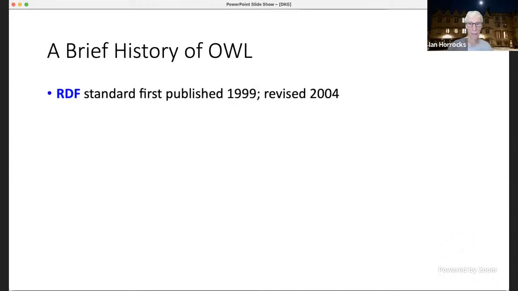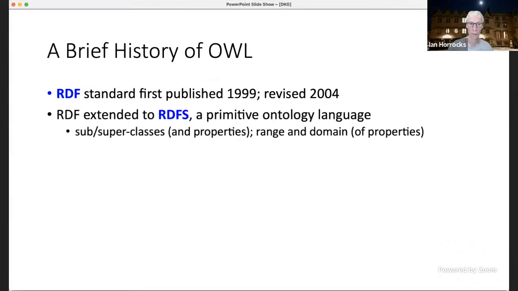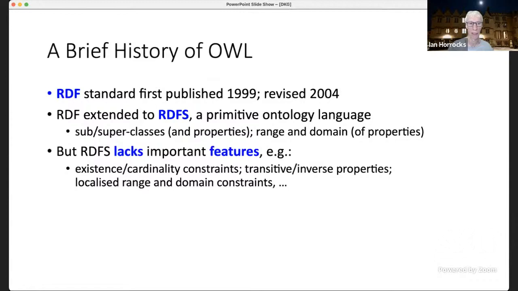So yeah, the RDF standard came first. That was first published in 1999 and revised in 2004. And then this was extended with what back then was called RDFS. I think by now everyone just considers this to be part of RDF actually, but it extended RDF with some basic ontology-like features, in particular sub and superclasses and sub and super properties, and range and domain of properties could be specified.